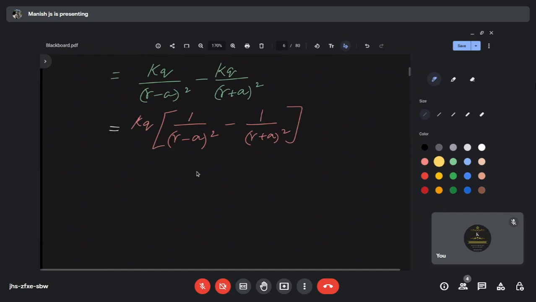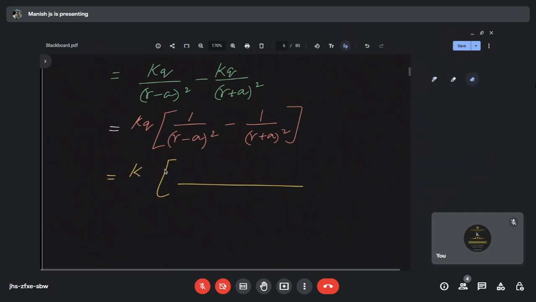Now we wish to simplify it further. So we have KQ out anyways. So inside, what is the LCM of (R minus A) the whole square times (R plus A) the whole square? What will be the LCM of this term? (R plus A) the whole square into (R minus A) square.